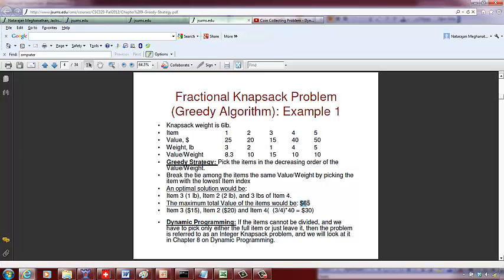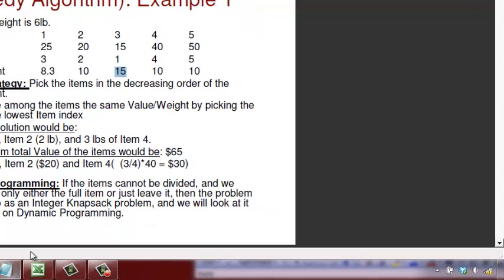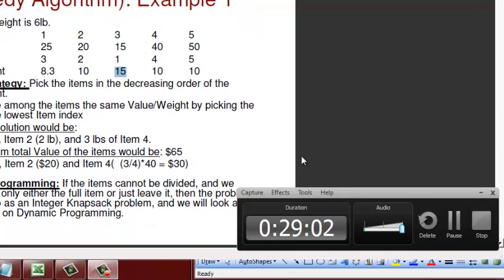So that's the value of the items that you have collected, and the items that you have collected are the complete item 3, complete item 2, and then 3/4 of item 4. So that's what you have to state in the solution. Okay, work it out.